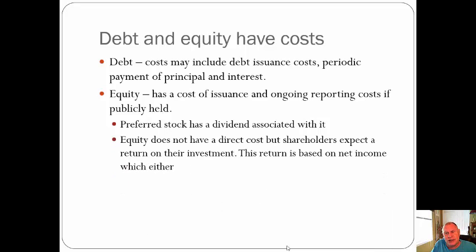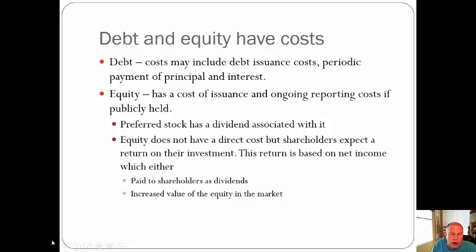And equity doesn't have this direct one, but shareholders expect a return on their investment. And the return is based on net income, which is either paid to shareholders as dividends, or it increases the value of the equity in the marketplace. So an investor just doesn't put money in to break even. And since he's taking on more risk, the cost of equity is generally more expensive.